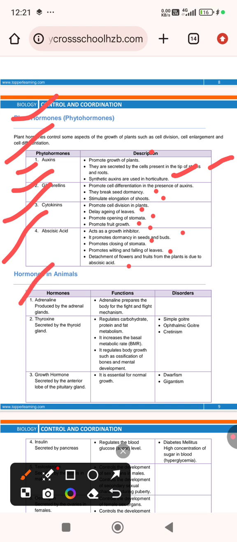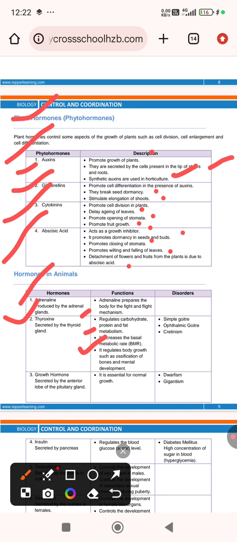Hormones in animals. Number 1, adrenaline, produced by the adrenal gland. Function: adrenaline prepares the body for the fight or flight mechanism. Number 2, thyroxine, secreted by the thyroid gland. It regulates carbohydrate, protein and fat metabolism. It increases basal metabolic rate (BMR). It regulates body growth such as ossification of bones and mental development.